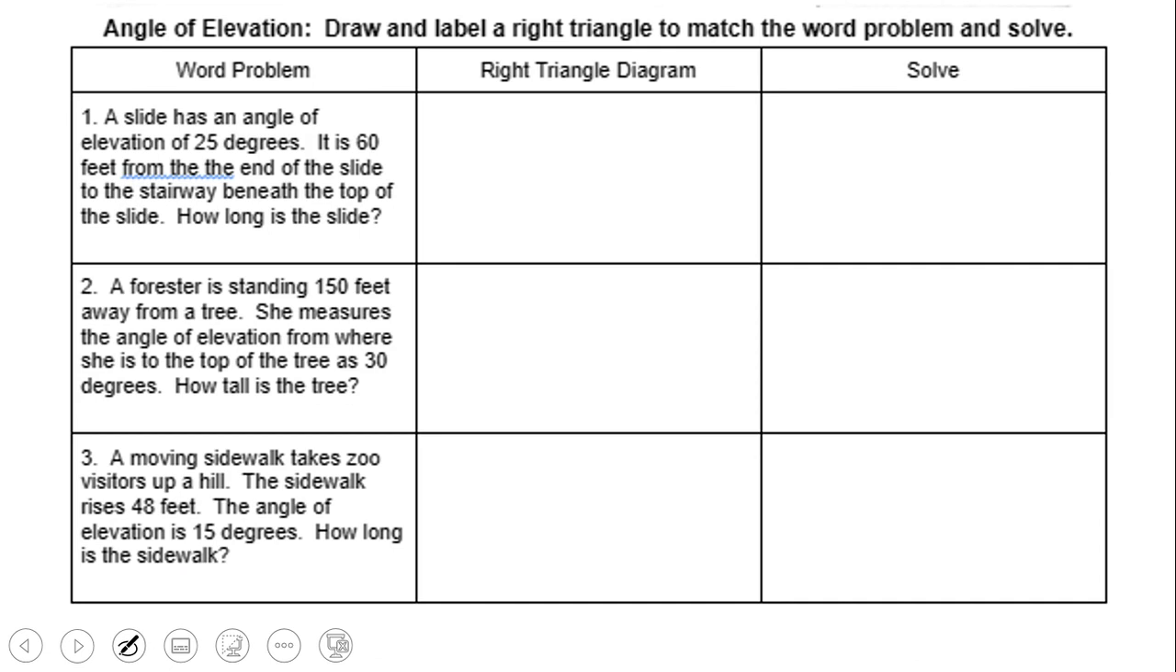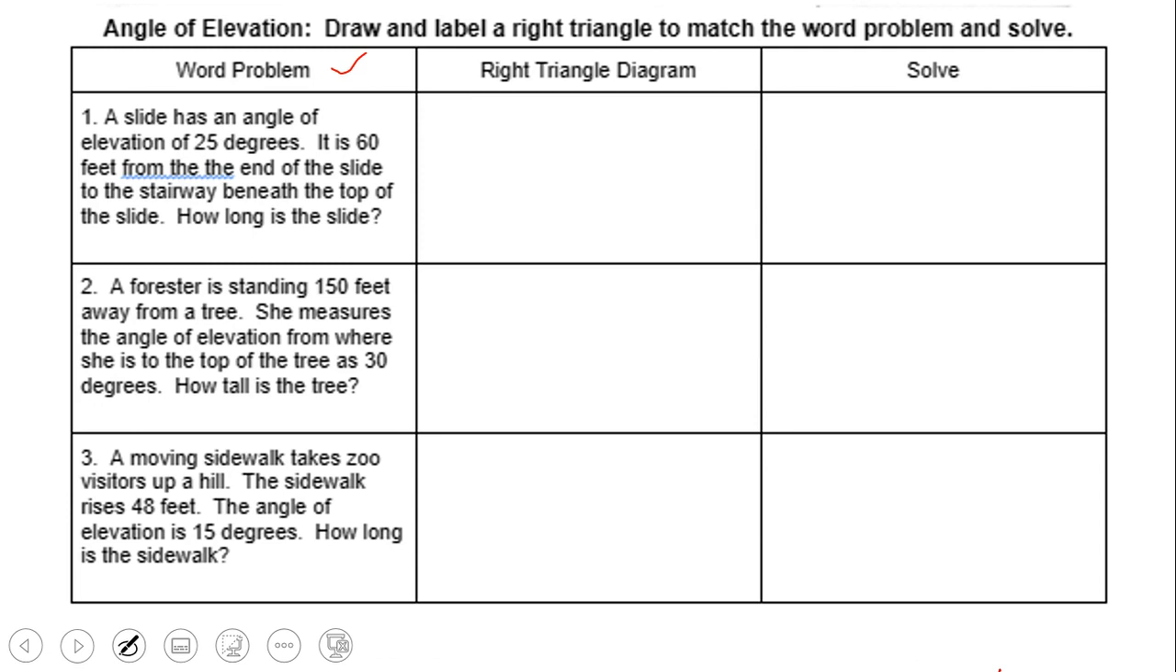On this worksheet, we're going to start off with a bunch of angle of elevation problems. These are probably the most common. I gave you guys 7, but I want to do one with you so you see what I'm expecting of you. You'll notice everything's in a table. On the left is the words. In the middle is where you're going to draw your picture that has a right triangle in it. And on the right is where we're actually going to solve the problem.